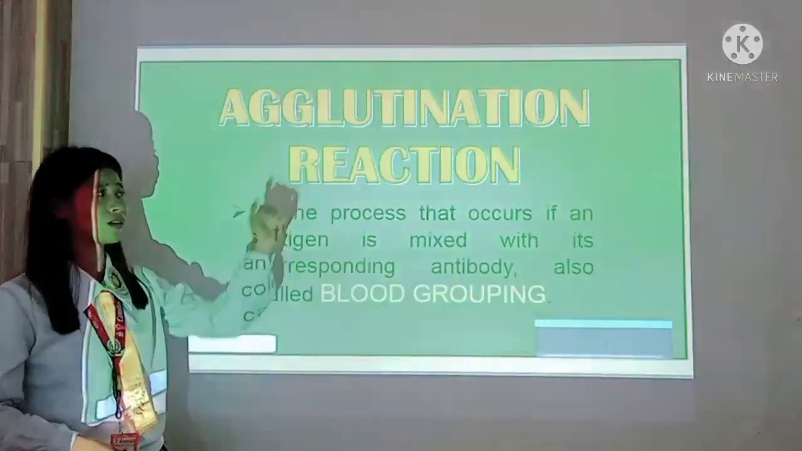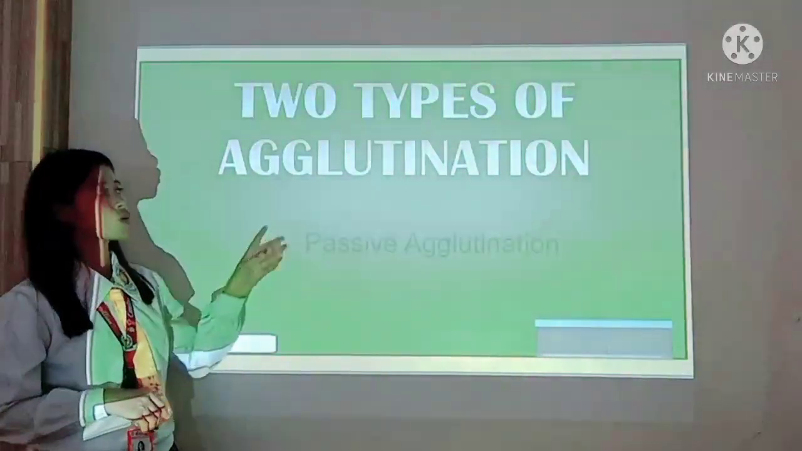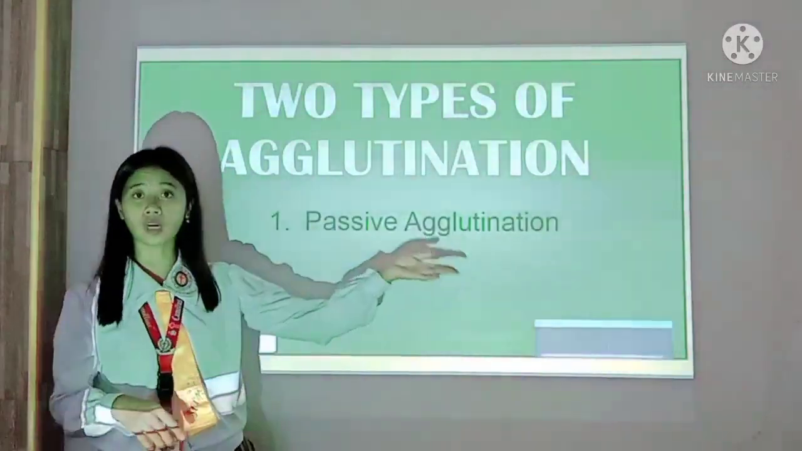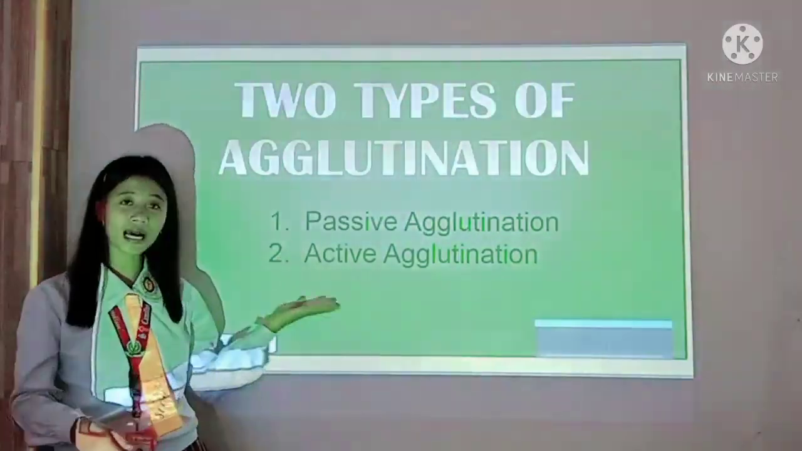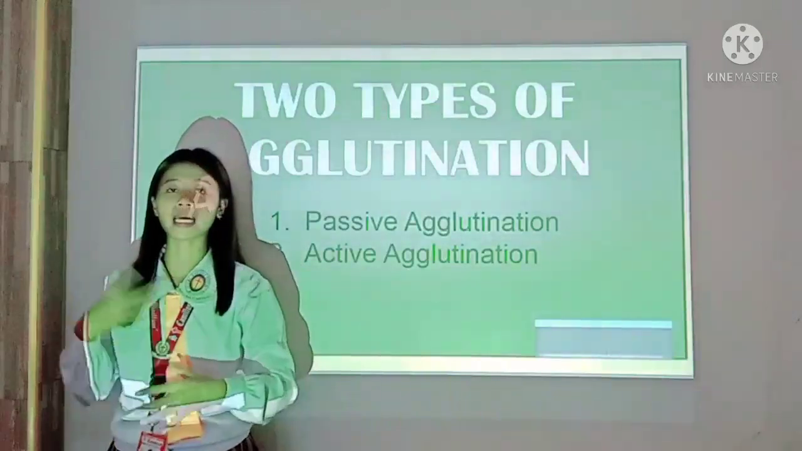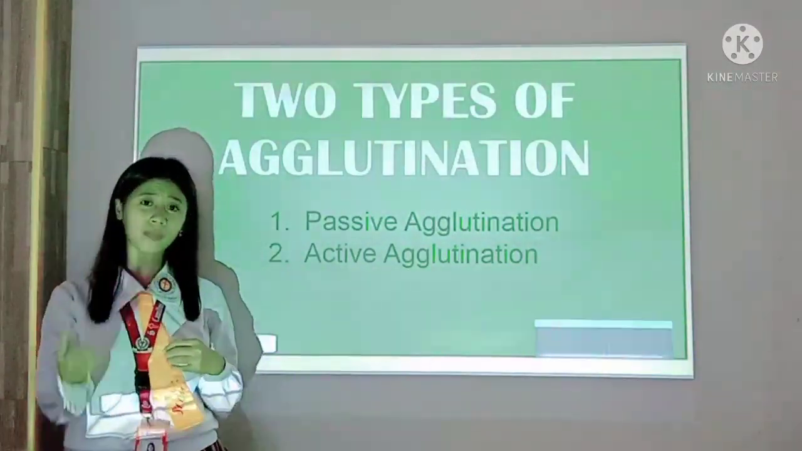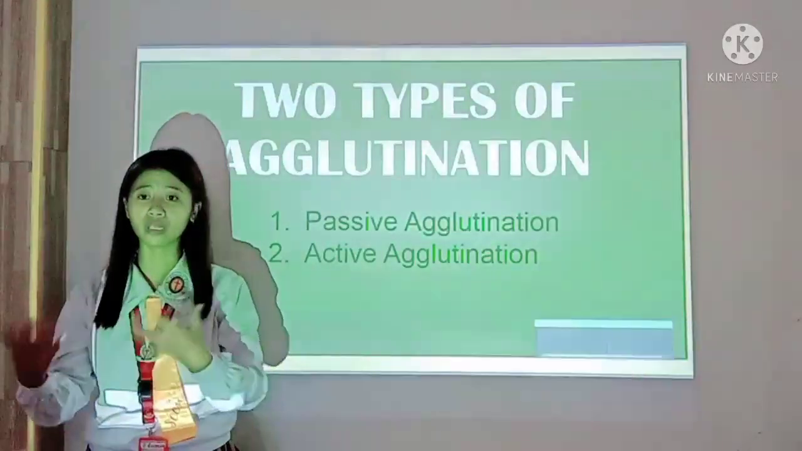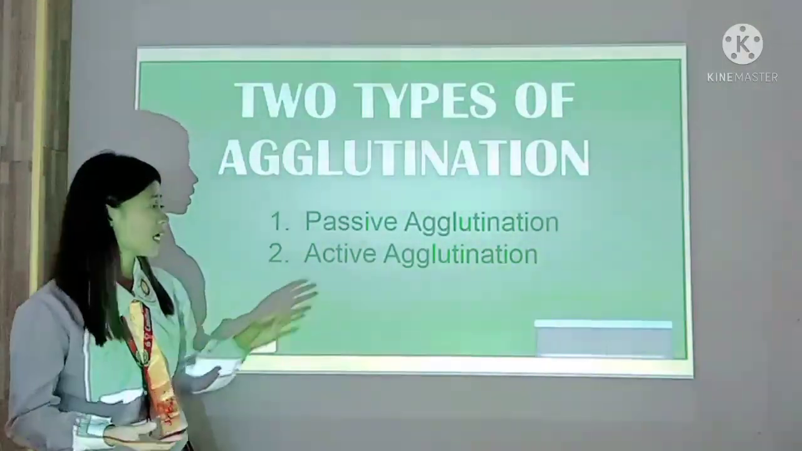Alright. Here in agglutination reaction, we have two types. Okay. So, the first type is the passive agglutination. Pag sinabi natin passive, walang nangyari. Kapag active agglutination, there is an active action. Okay, kapag active, alam nyo naman na yun, meron ng encounter, meron ng action na nangyari. Next.